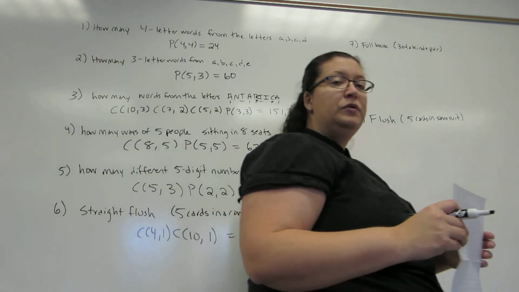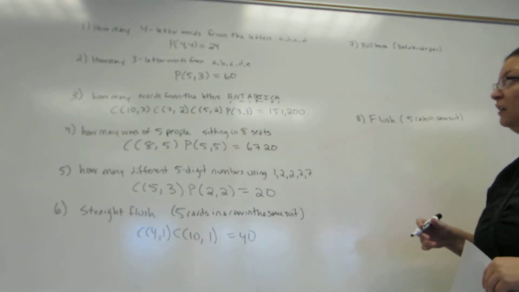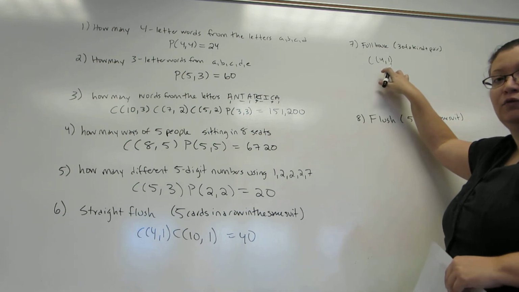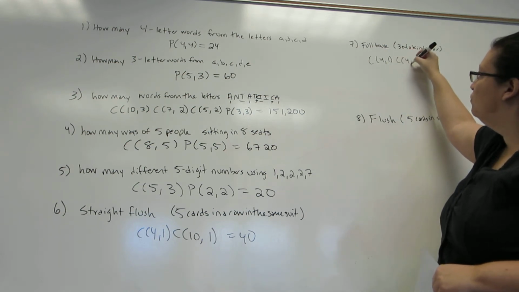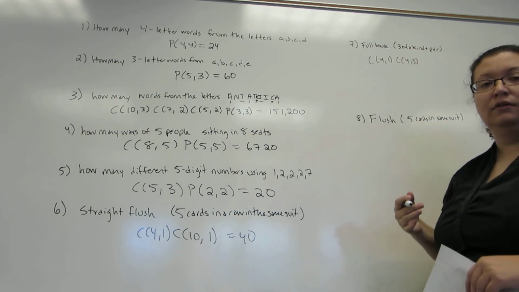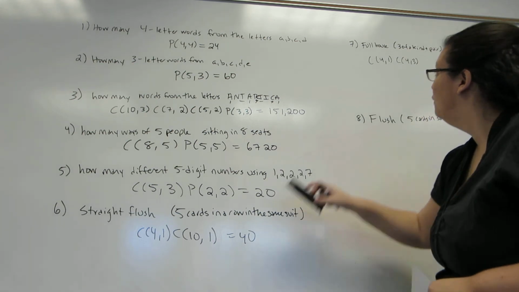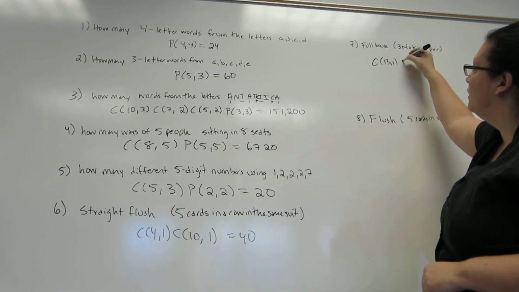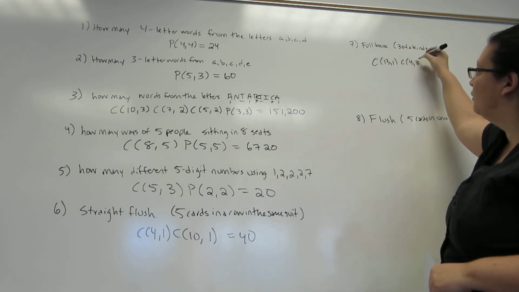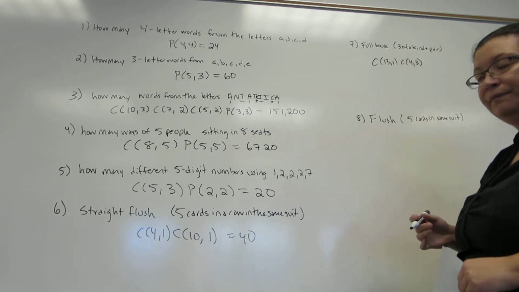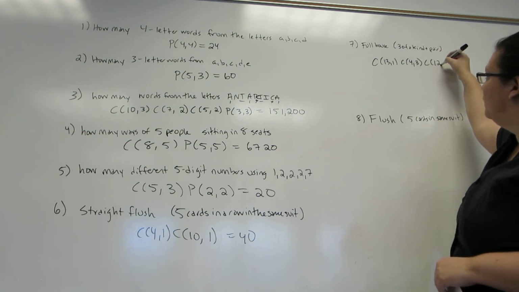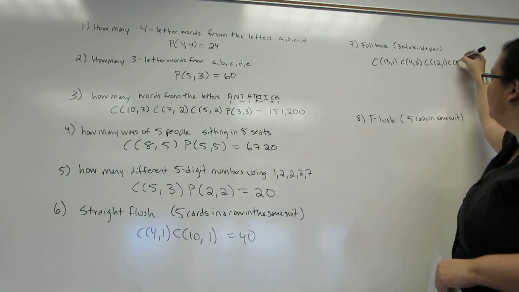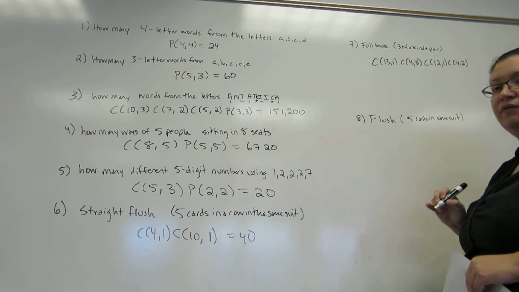Okay. For a full house, we're looking for a 3 of a kind and a pair. First I'm going to choose the rank that my 3 of a kind will be. Then I'm going to choose of that rank. There are 4 cards, and I want to choose 3 of them. Then I'm going to choose of the remaining 12 ranks what rank my pair will be. Then of the 4 cards, I'm going to choose 2 of them to be my pair.